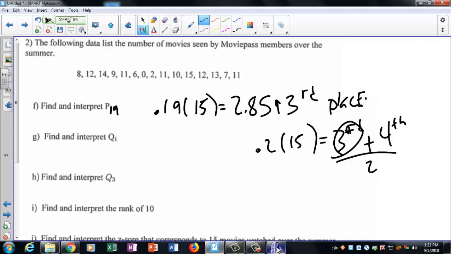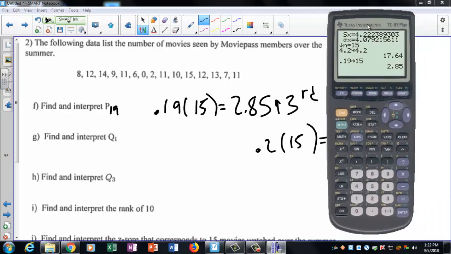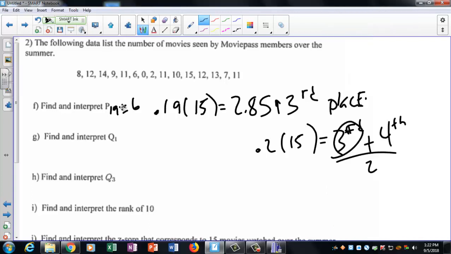Now, I have to find the third value in the data set. What I'm going to do is cheat. I'm going to go to Stat, Sort A, and sort that list. That's going to take those numbers and put them in order. And now, when I want to find the third spot, I'll just count 3 places into it, and the third spot is 6. So P19 would be 6, which says that 19% of the movie people saw less than 6 movies.